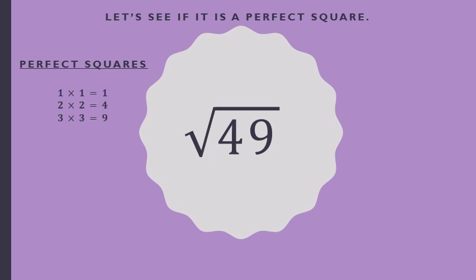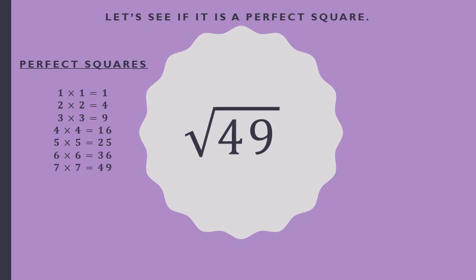3 times 3 is 9. 9 is smaller than 49, so we can keep going. 4 times 4 is 16. Still can go bigger. 5 times 5 is 25. 25 is a perfect square, but it's not big enough. We want 49. 6 times 6 is 36. 36 is still smaller than 49, so let's keep going.